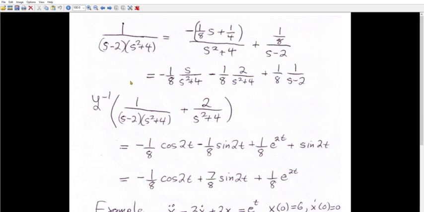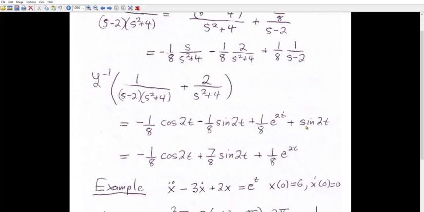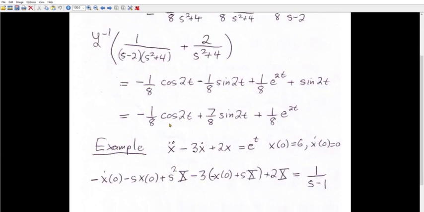Now remember that our original Laplace transform had two terms: the one that we did the partial fraction decomposition on, and a 2 over s squared plus 4. Okay, so back transforming, this term goes back to minus 1/8 cosine 2t. This term goes back to minus 1/8 sine 2t. This term goes back to 1/8 e to the 2t, and then this term goes back to the sine of 2t. You add everybody up, and you get minus 1/8 cosine 2t plus 7/8 sine 2t plus 1/8 e to the 2t.